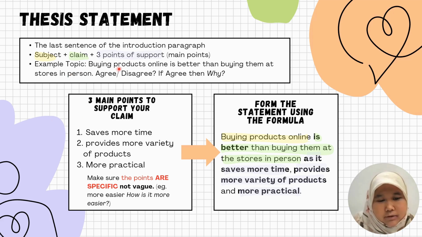The topic: buying products online is better than buying them at stores in person. This is an argumentative essay, since you have to agree or disagree. So let's say it's agree. First, you need to list out the three main points to support your claim, since you agree with the essay. First, saves more time, provides more variety of products, and is more practical. Make sure that these points are specific and not vague.